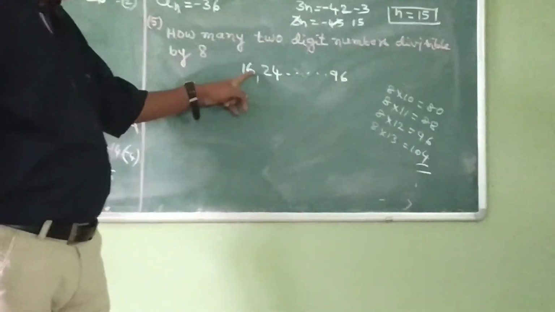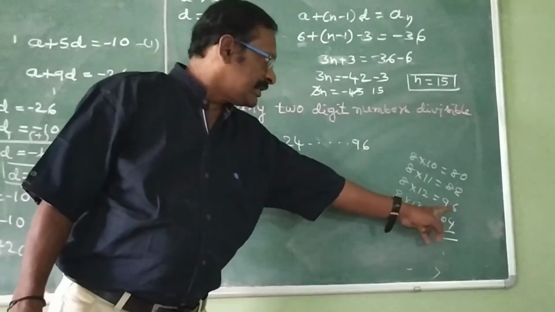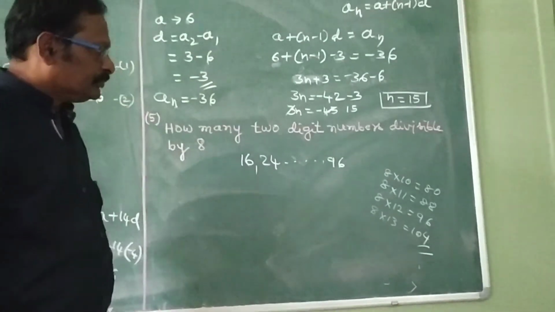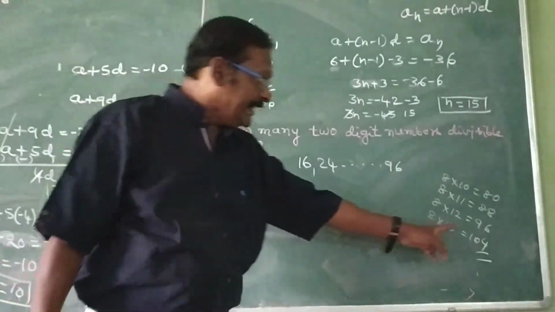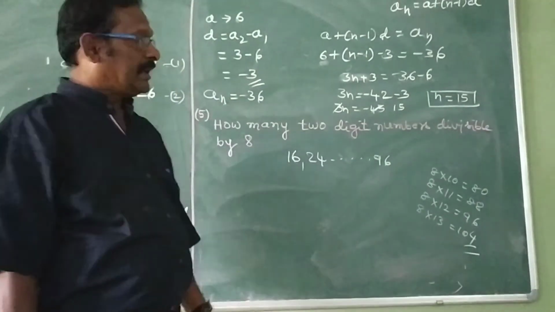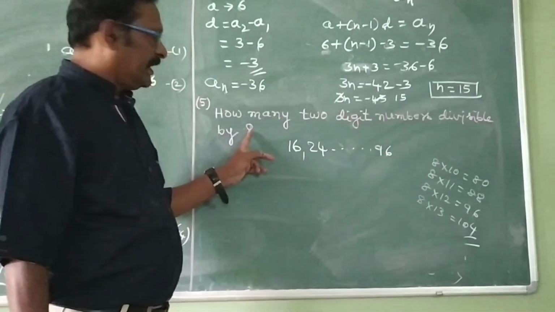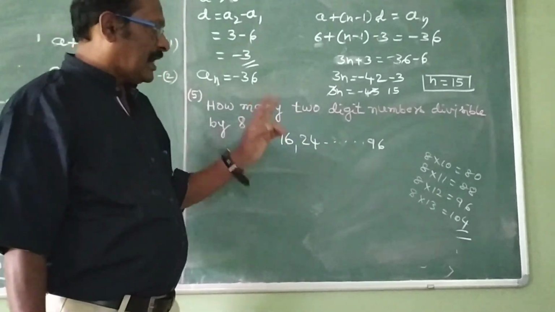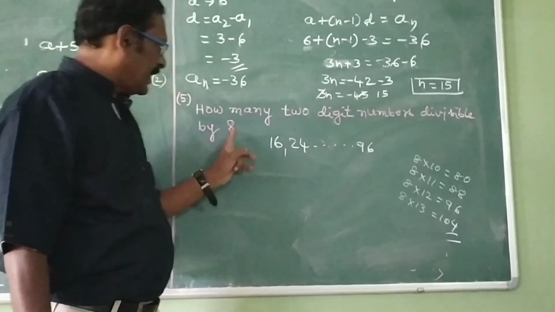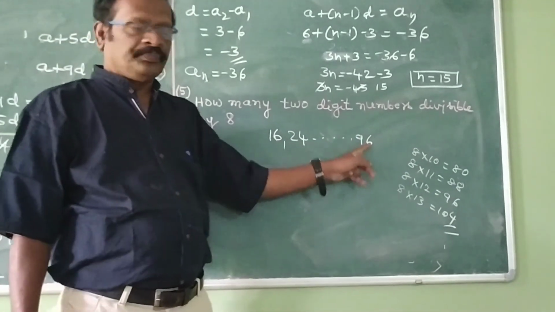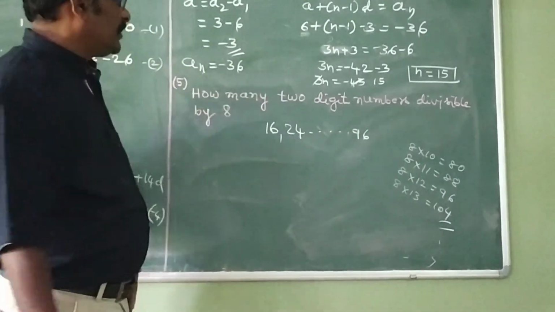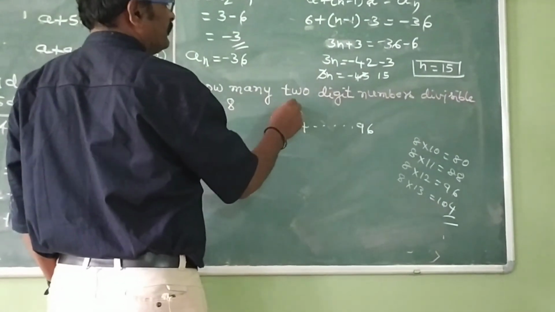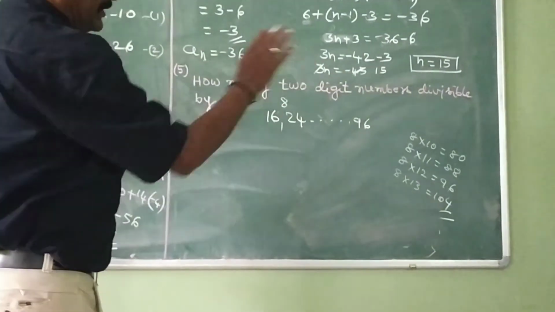The 2-digit numbers start from 16, and the last number is 96. 8 thirteens give you 104, which is a 3-digit number. So the last 2-digit number which is divisible by 8 is 96. Observe, the difference between these two consecutive numbers is 8. So 8 is the common difference.